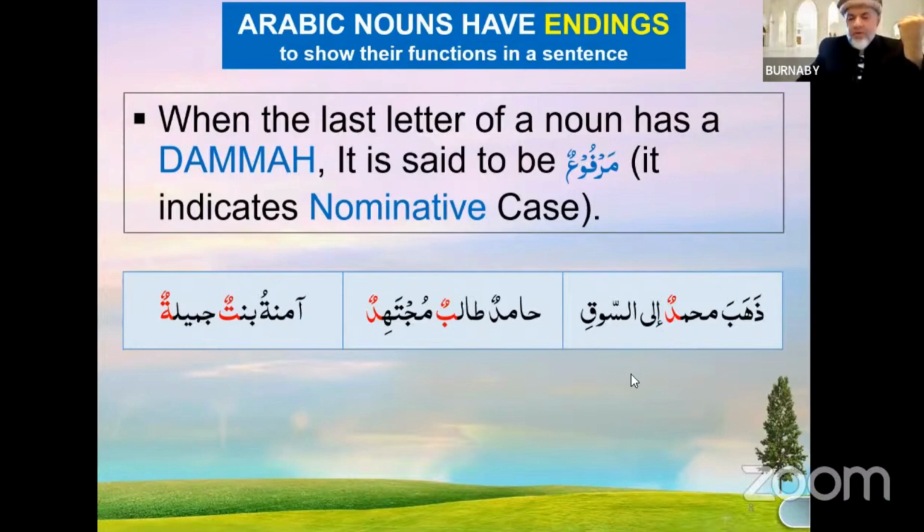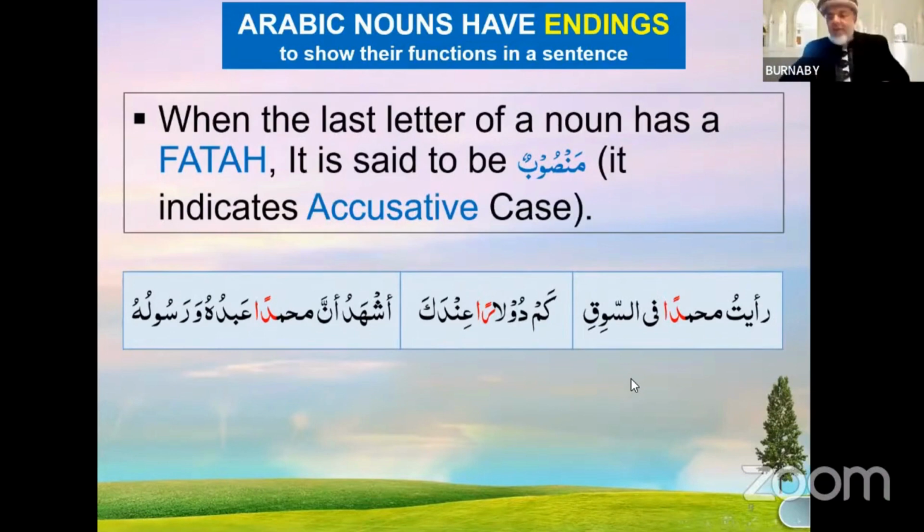Okay. Now, hold on. Look at this. Raitu Muhammadan fis-suqi. Over here, focus on the red part. Raitu means I saw Muhammad in the market. Now, is Muhammad still the subject? No, he is the object now. So when we want to say Muhammad is the object, we say Muhammadan, not Muhammadun. Agree? Is it helping you understand the concept now, why the status is important?